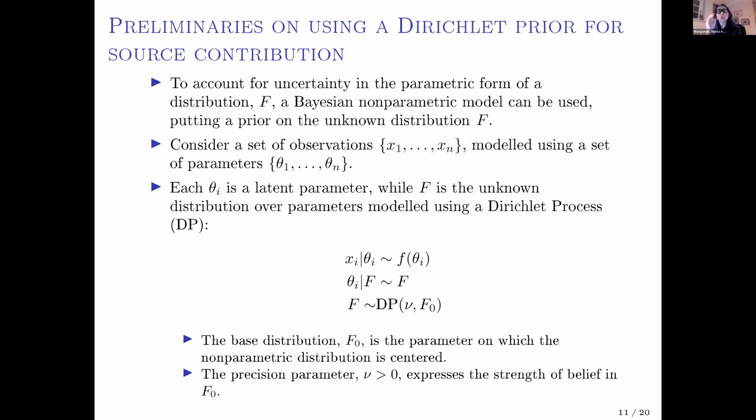So just a very brief recap in case you are not familiar or you forgot about it. If you have a set of observations x1 to xn, which depend on a set of latent parameters θ1 to θn, you can model this theta as a Dirichlet process, which depends on two parameters. You have a base distribution, so it depends on a distribution and a parameter. This F0 is the base distribution. It basically says the center of this non-parametric distribution, and the precision, just as the name says, expresses the strength of belief. So how confident you are in that center distribution basically gives you an idea of the variability, as the precision would always do.